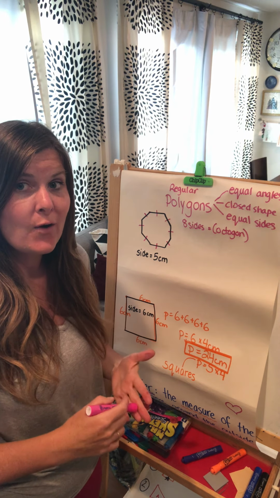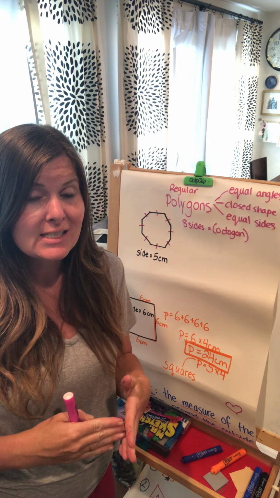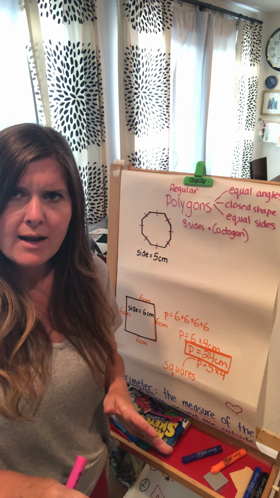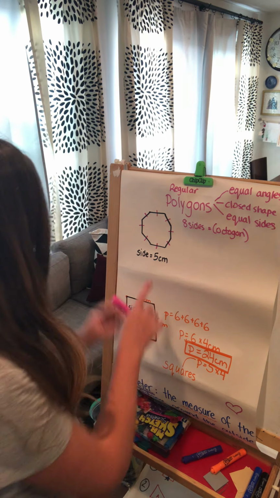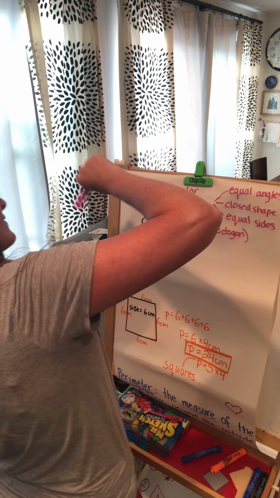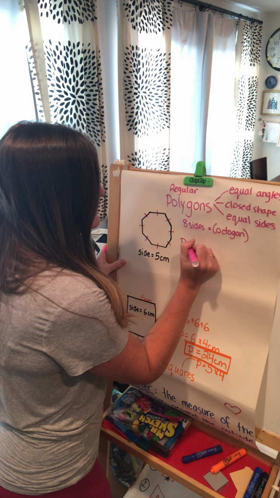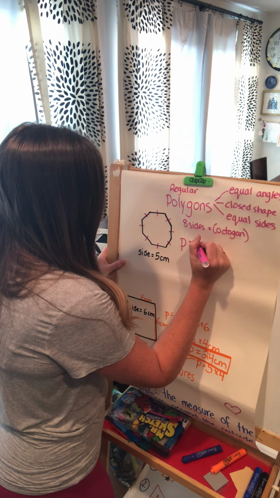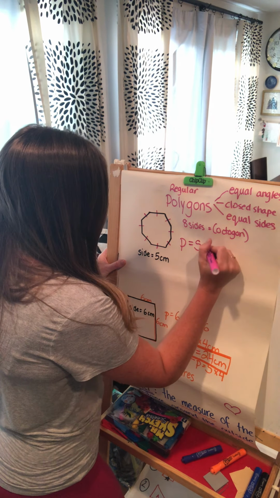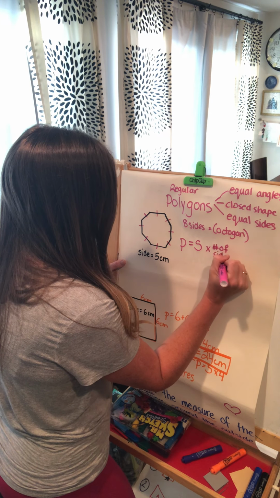I'm trying to figure out the distance around the entire shape. The total length of all of the sides. This is reminding me of squares. If I know that one side equals 5 centimeters, this is the same, this is the same, 5, 5, 5, all the way around. So my perimeter is going to equal the length of each side times the number of sides.